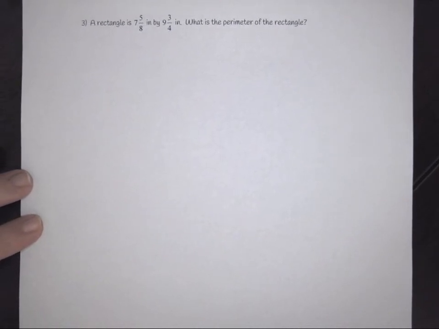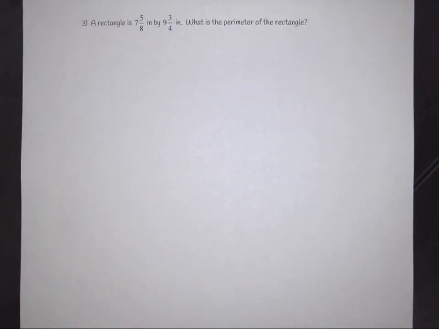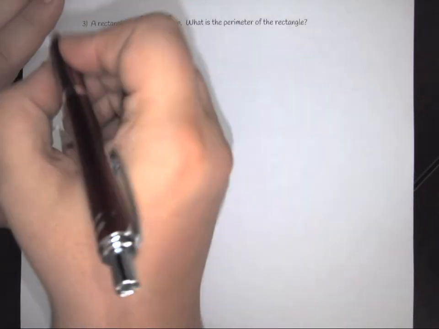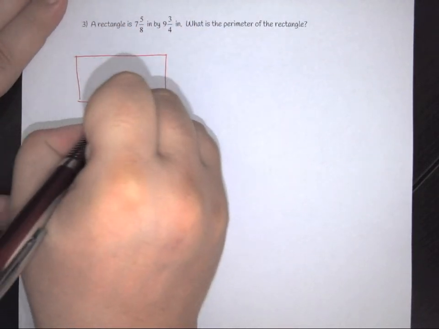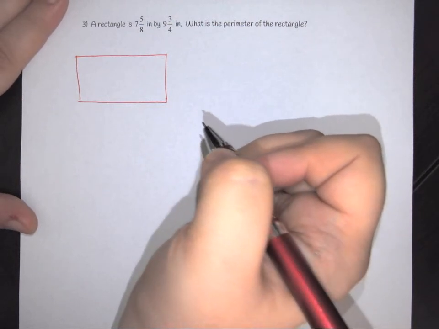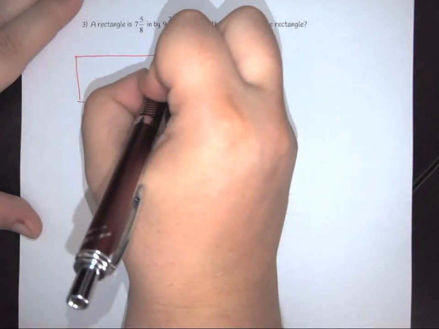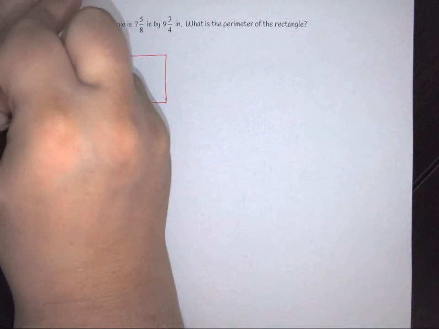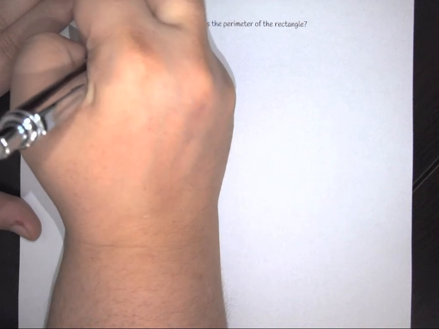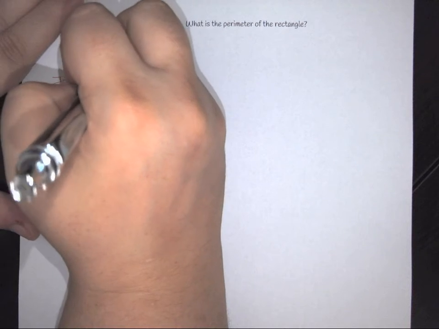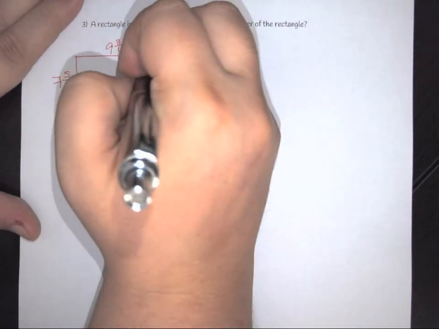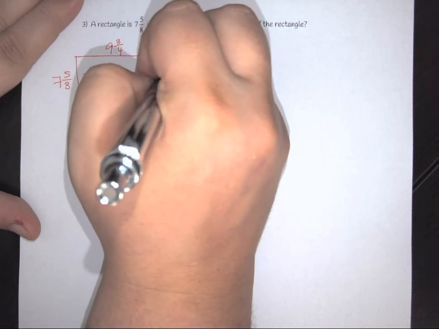Last, we have this problem that says a rectangle is 7 5/8 inches by 9 3/4 inches. What is the perimeter of the rectangle? So let's go ahead and take a look at your rectangle here. So I have 7 5/8, so 7 5/8, and I have 9 3/4, so 9 3/4. I need to remember that perimeter is the same as twice the width plus twice the length.